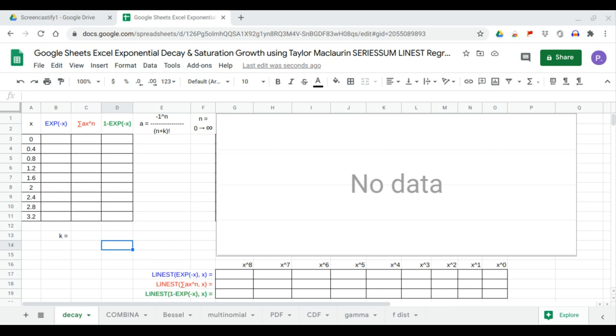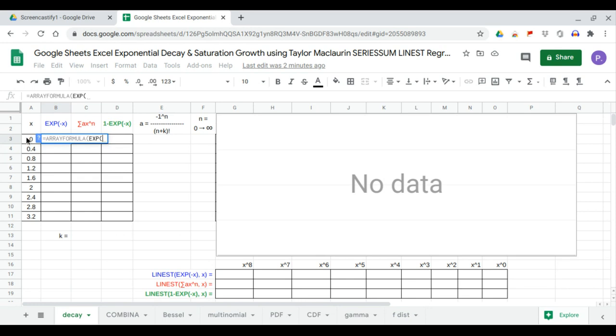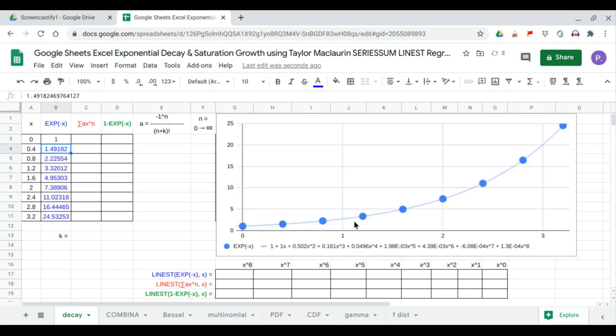In this video, we will use the Taylor-Maclaurin series sum and LINEST polynomial regression to generate the trend line and trend line equation of the exponential decay and exponential growth model. Begin with the exponential decay, which is an array formula, exponent of the x values from 0 to 3.2. And here's the trend line and the trend line equation, polynomial to the 8th degree.